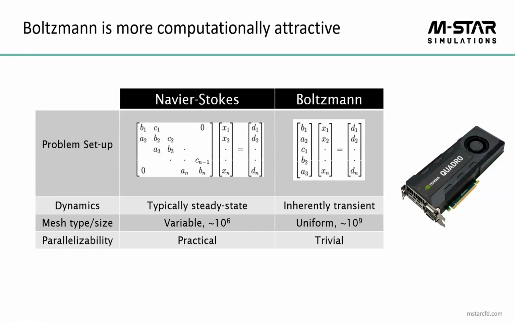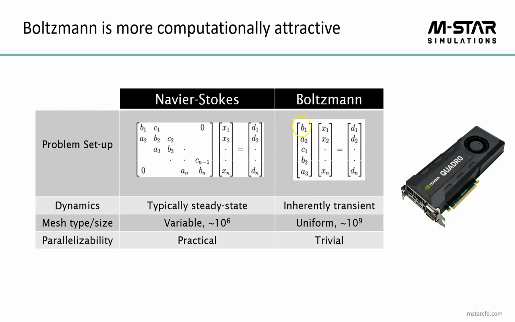The algorithms become inherently transient, and because each local operation is so simple, we can easily handle lattices containing hundreds of millions to potentially billions of lattice points. And again, because we're doing array operations that are fully localized, the software is trivial to parallelize. What that means is that it goes hand in glove inside modern HPC architecture, such as GPUs and whatnot.